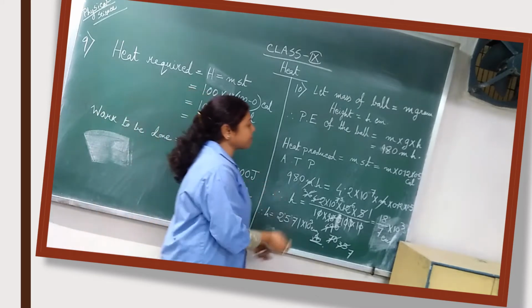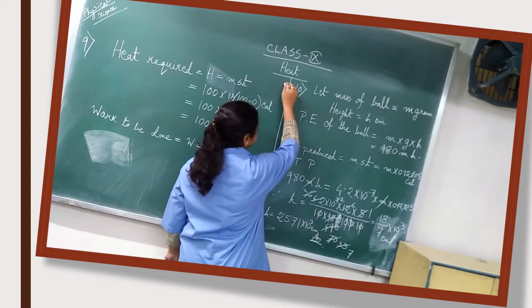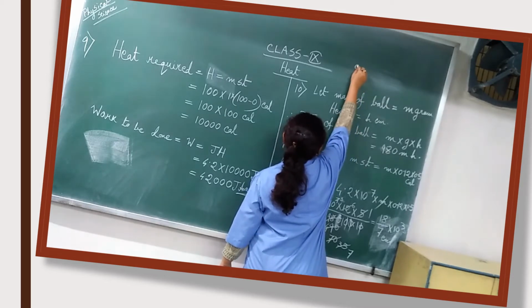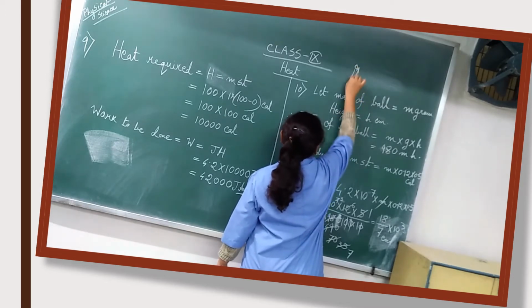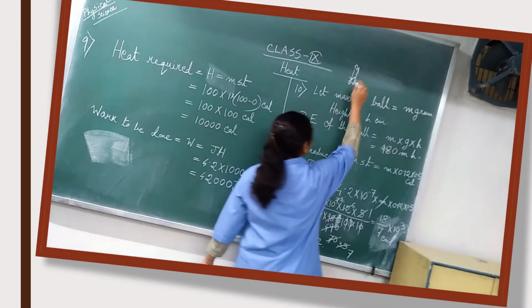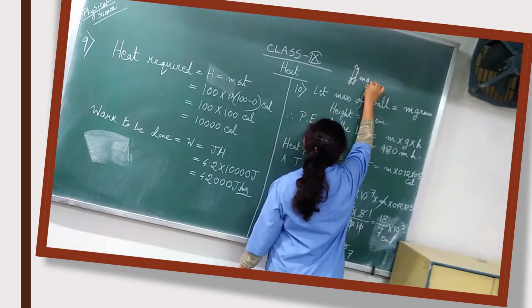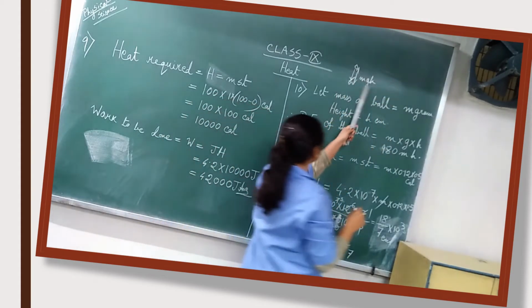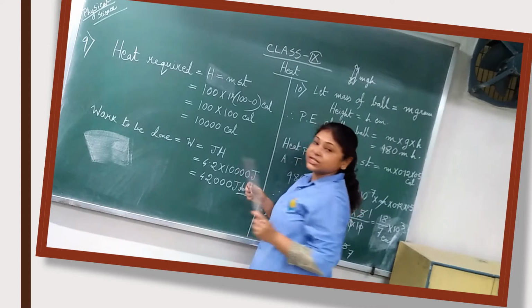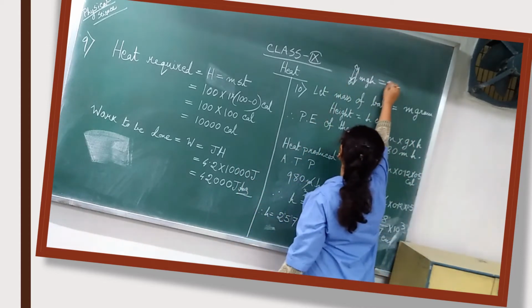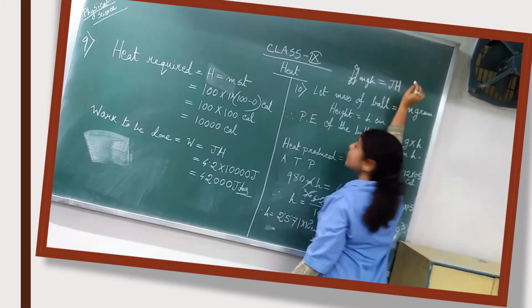And in this sum, height. When you are considering height, that means a ball was there, it is coming over there, falling down. That means you are considering potential energy, and potential energy is equal to mgh. And this potential energy is equal to work done by that particular ball. So this is equal to again J into H.